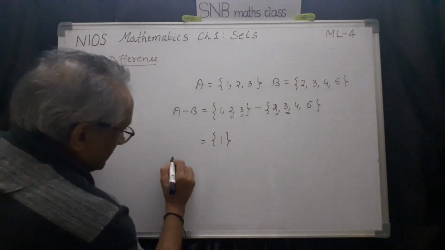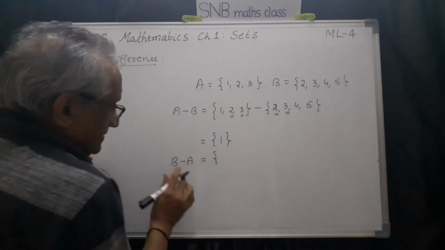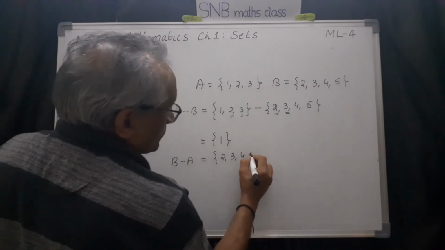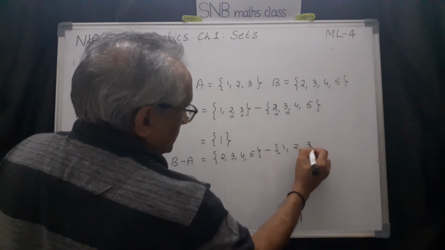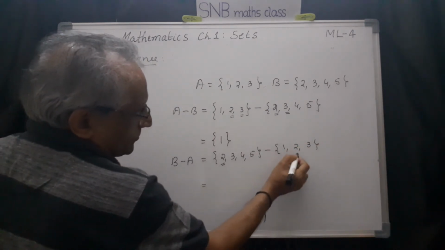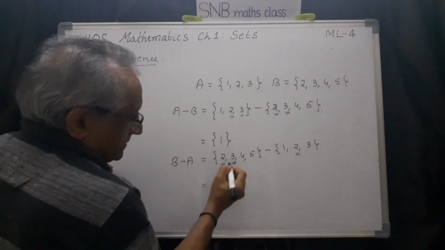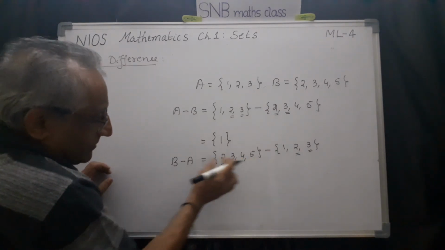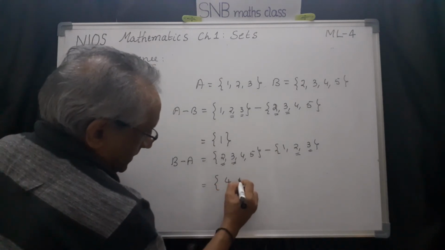Even you can find B difference A. So what I have to do is, same procedure, {2, 3, 4, 5} difference {1, 2, 3}. Now you have to search like this. 2 is here, 2 is here, I cannot write. Then 3 is here, 3 is here, I cannot write. So what is remaining now? 4, 5. Elements of B which are not here. That means {4, 5}.